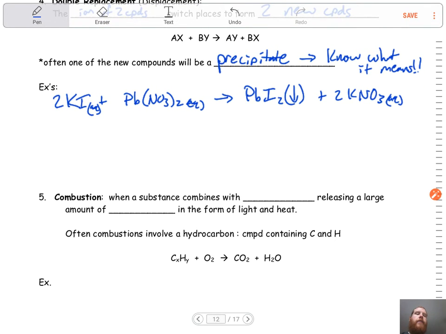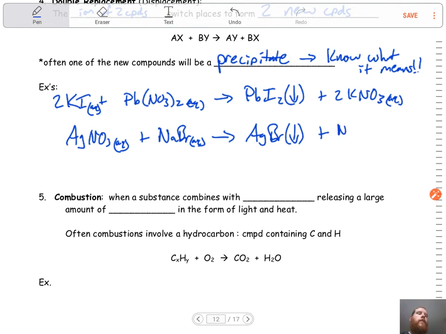All right. And I was going to make you balance it, but then I got writing and I forgot to do that. Next example, guys, silver nitrate, aqueous as well, plus sodium bromide. It's going to yield silver bromide. Now look, there's that arrow again. You got to make sure you know what it is. Plus sodium nitrate. That is a 3, my apologies.